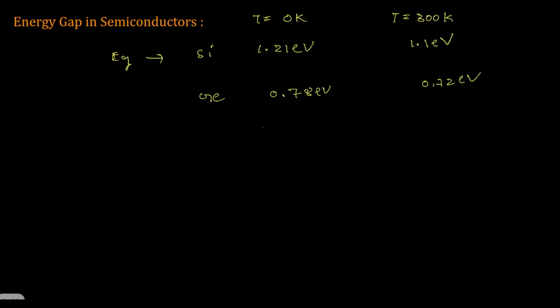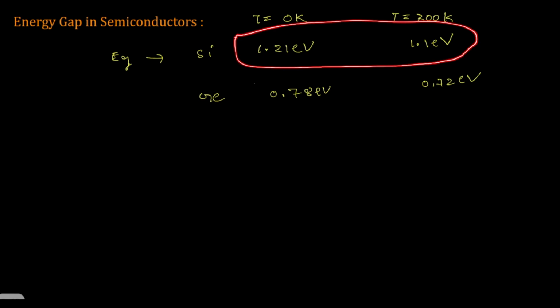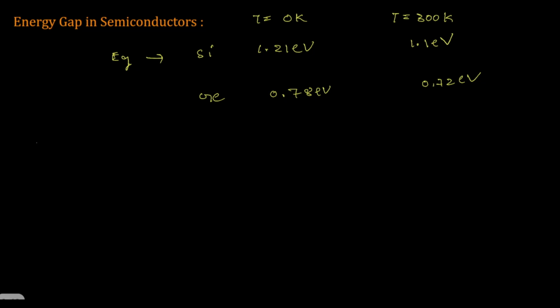As we can observe from these two, if I am increasing temperature, then my Eg is being reduced, the energy gap is reduced. Increase in temperature decreases the energy gap. So if my temperature is increased, my Eg is reduced in a semiconductor.